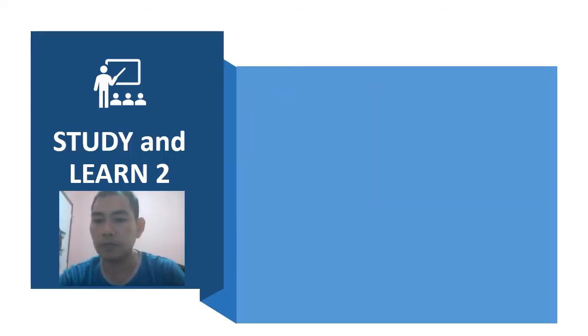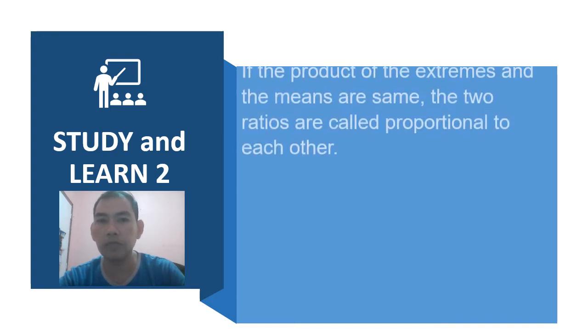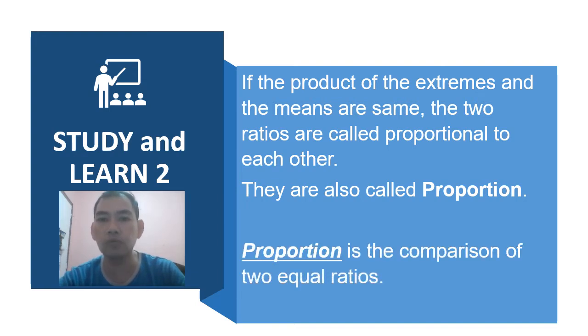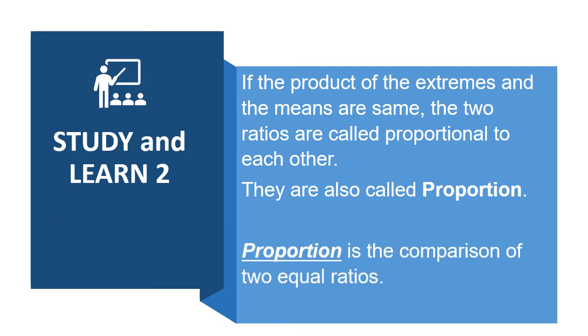If the products of the extremes and the means are the same, the two ratios are called proportional to each other. They are also called a proportion. Proportion is the comparison of two equal ratios.